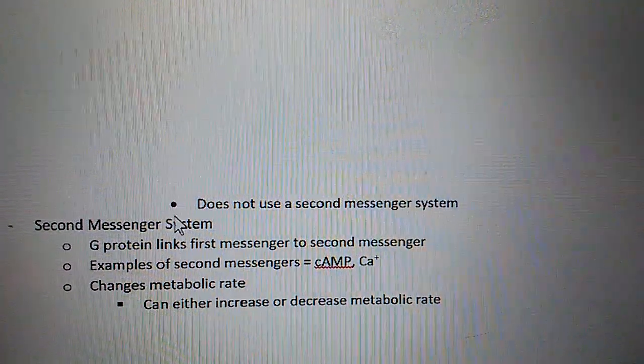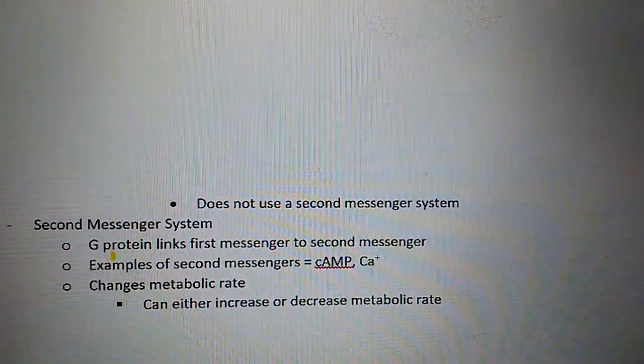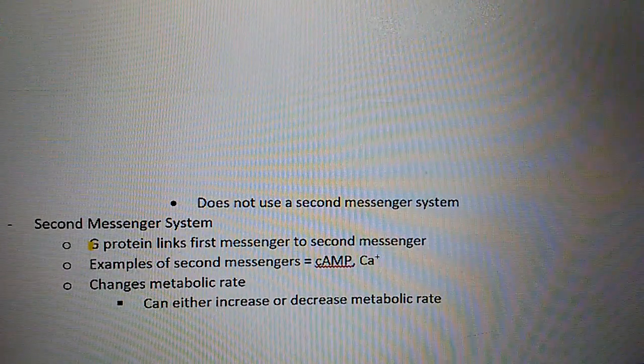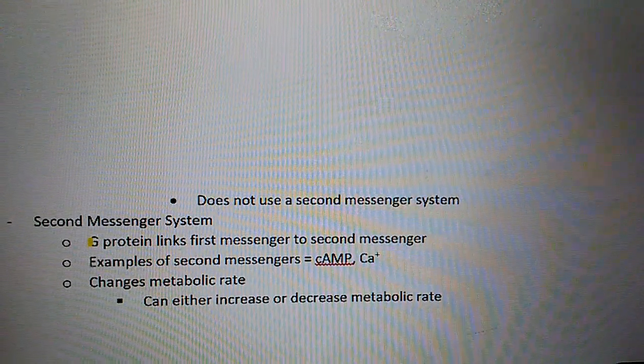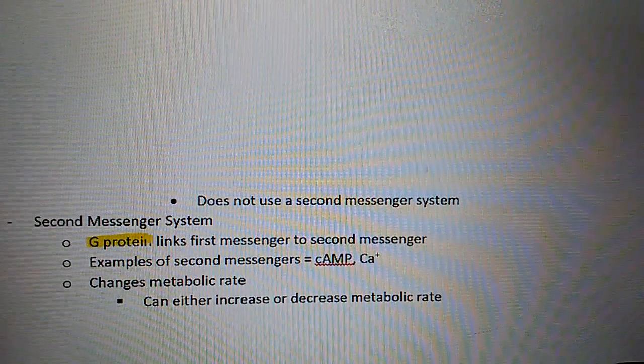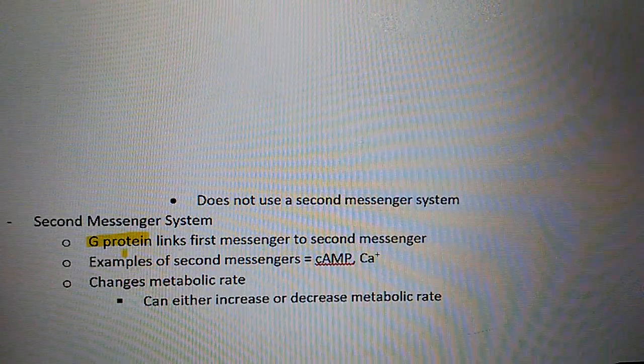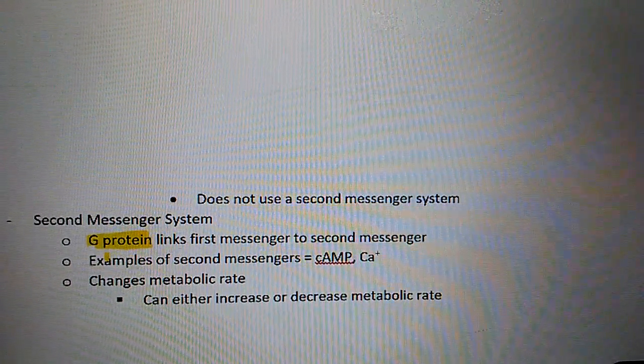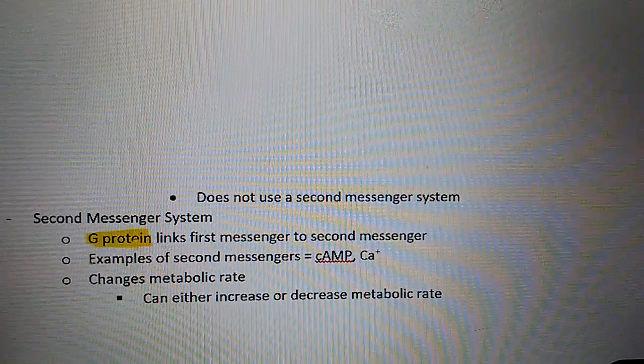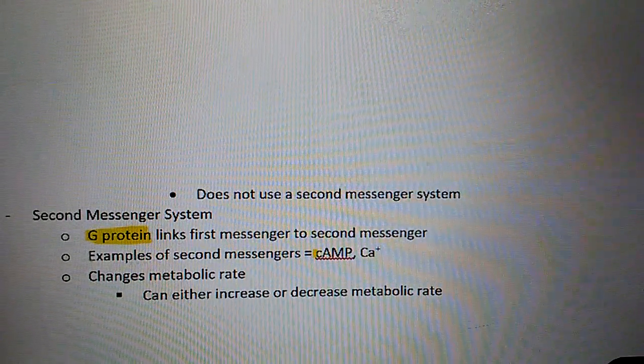Okay, so some things to remember. What is responsible for linking a first messenger to a second messenger? G protein. What links the first messenger to a second messenger? G protein.